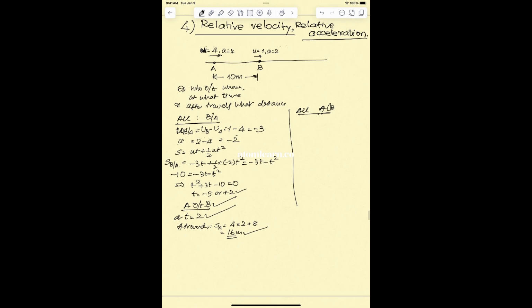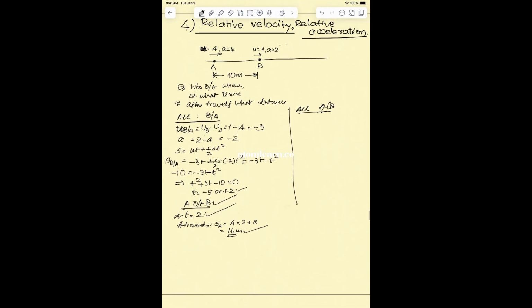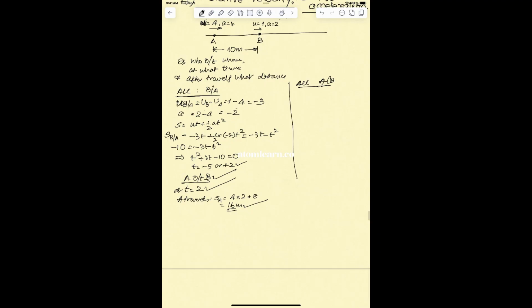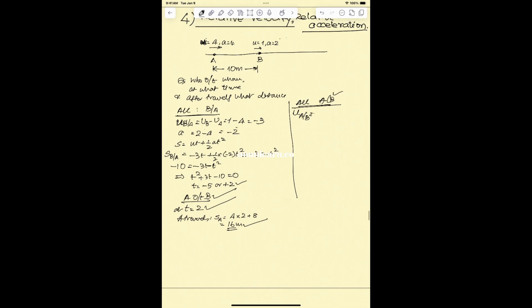Now we have understood this. Now I am going to do the same thing, assuming that all are relative to B. They all are relative to B now. Which means, what is u of A relative to B? 4 minus 1 equal to 3. Then what about acceleration of A relative to B? 4 minus 2 equal to 2.